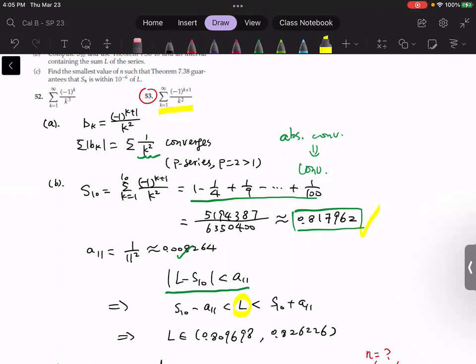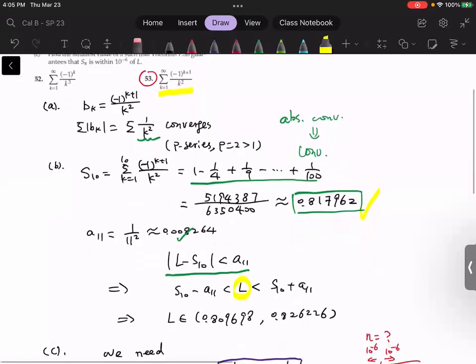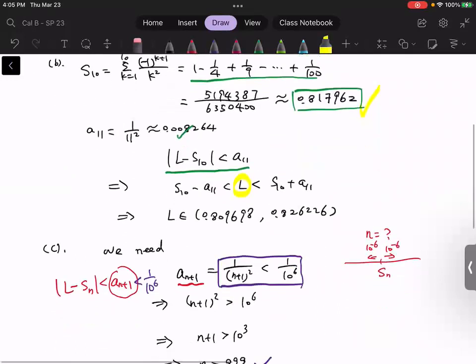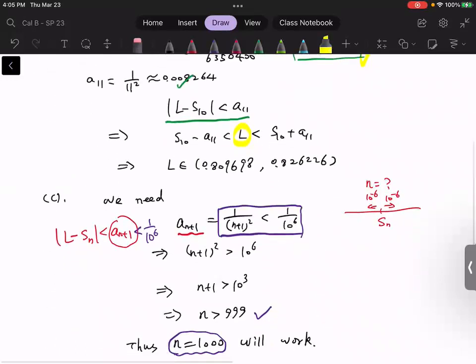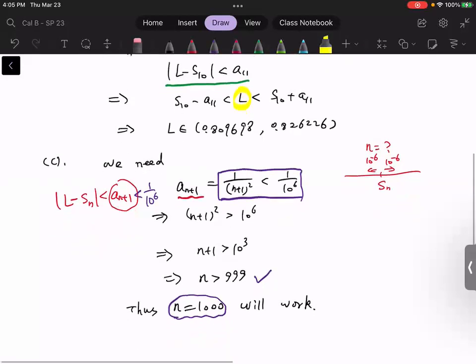Part C, we want to find the smallest value of n such that we can achieve the guaranteed accuracy of 10 to the negative 6. Now, with a similar idea to part B, we know the error term is controlled by a_{n+1}. So if we solve a_{n+1} less than 10 to the negative 6, we can solve for the required n. Indeed, it turns out that n needs to be greater than 993. But that just means the smallest n that we will require will be 994.